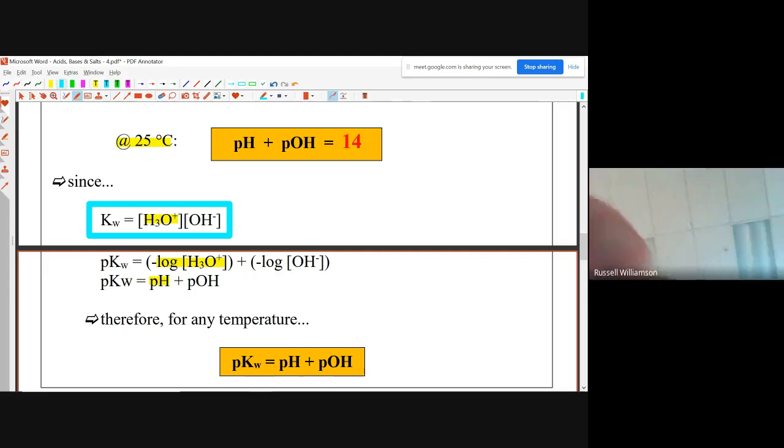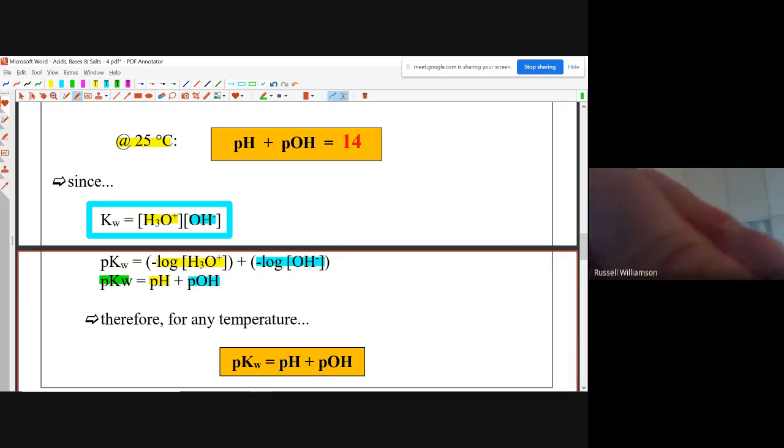And then, if I wanted to take my hydroxide and convert that to pOH, I would take the negative log of hydroxide. That gives me that. Now, that is something that is called our pKw. So really, the p simply means the potential of, or in other words, we took the negative log of it. And taking the negative log of our Kw value gives us pH plus pOH.